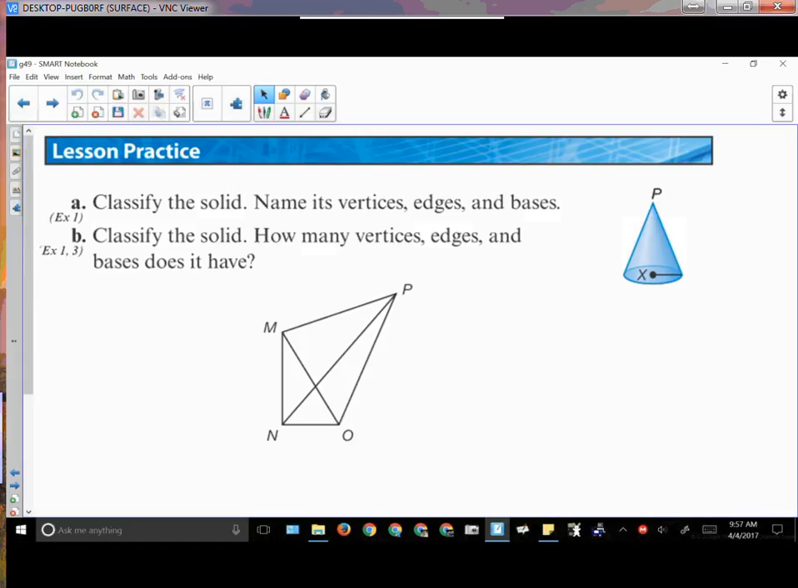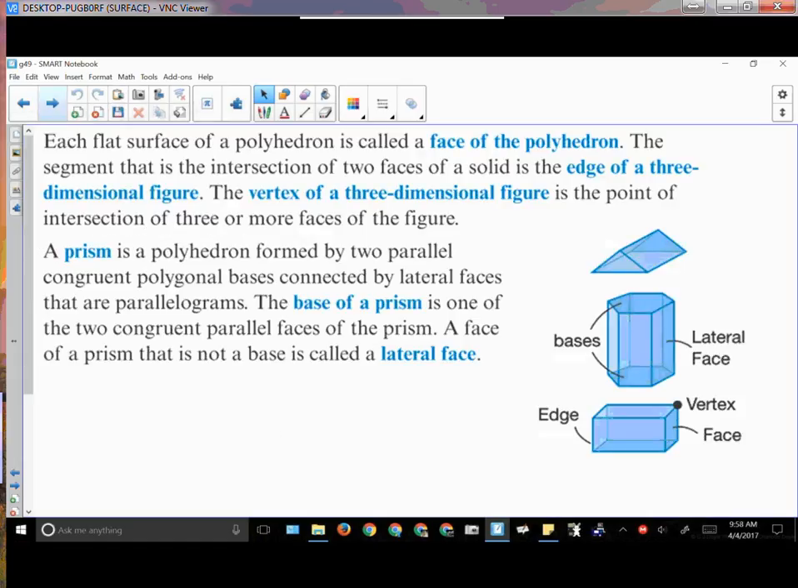Well, first offhand, is it a three-dimensional figure? So is it possible for it to have a base? No. So as it goes through here, each flat surface of a polyhedron is called the face. Okay. The segment that is the intersection of the two faces is called the edge. So the edges are usually going to be identified as the lines that you see drawn out. Vertex is going to be where the edges meet.